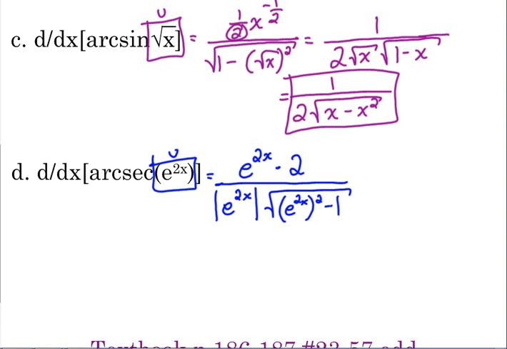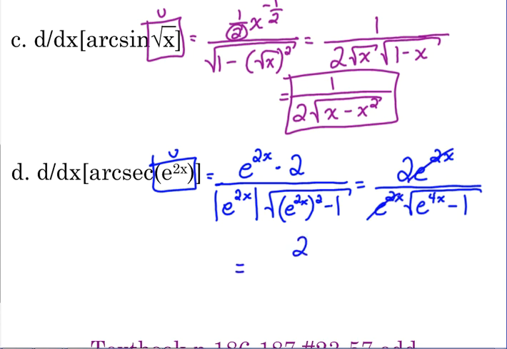So let's clean this up a bit. We write that as 2e to the 2x over, we really don't need those absolute values around e to the 2x because e to the 2x is always positive. So we can drop the absolute value bars. When we raise a power to a power, we multiply, so that's e to the 4x. And we can cancel those e to the 2x's. So we have 2 over the square root of e to the 4x minus 1.